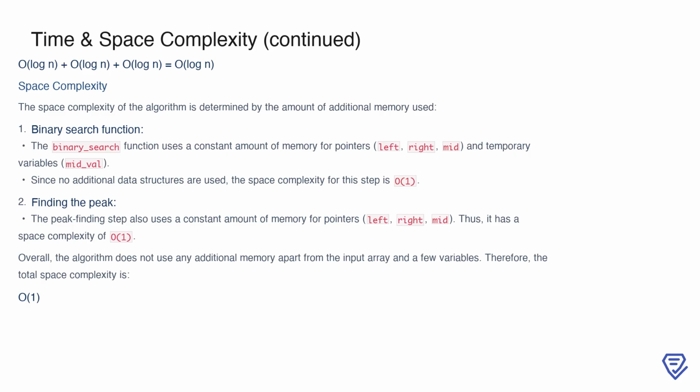Overall, the algorithm does not rely on any additional data structures and uses only the input array and a small number of variables. Therefore, the total space complexity is O(1). This makes the solution not only time efficient but also space efficient.